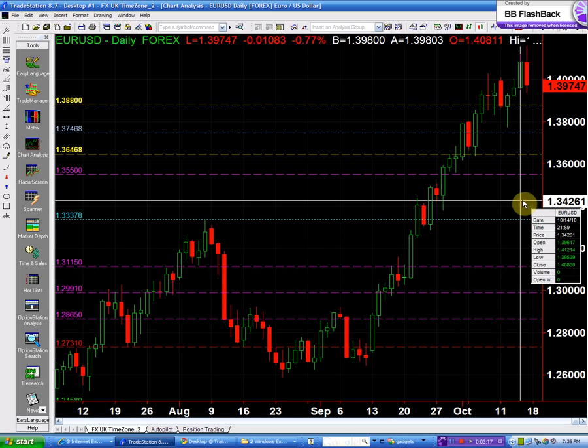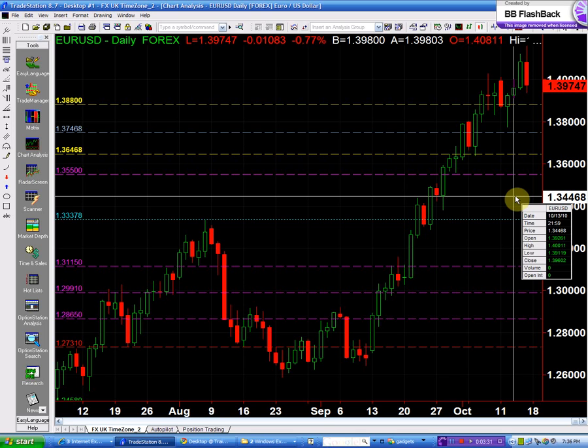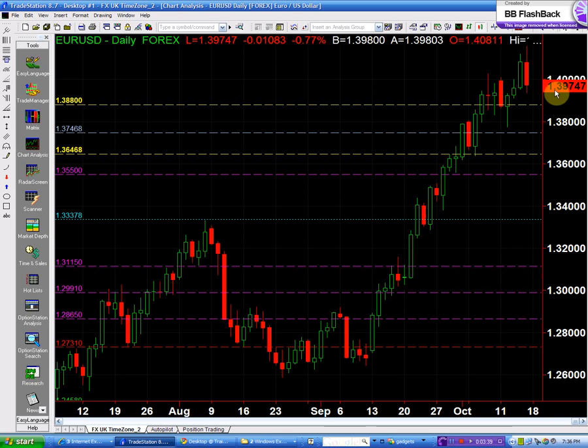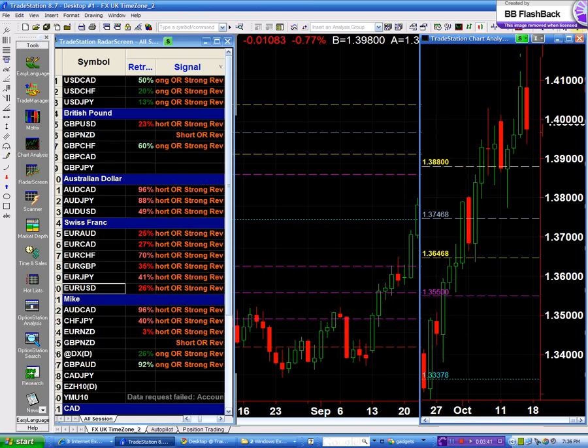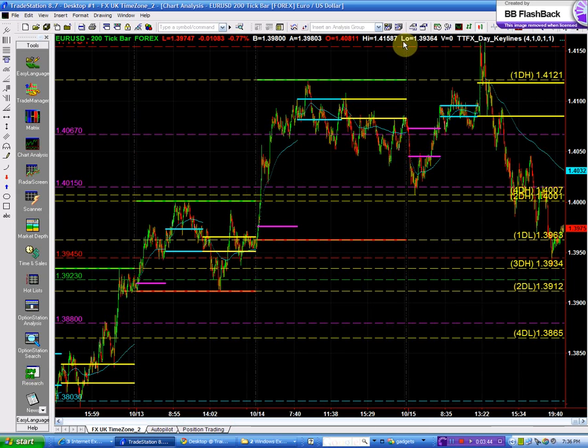So in this case, we are going to go short below 139.53, and we're going to place our stop above 140.001. So, and you can also see that clearly on the intraday chart.